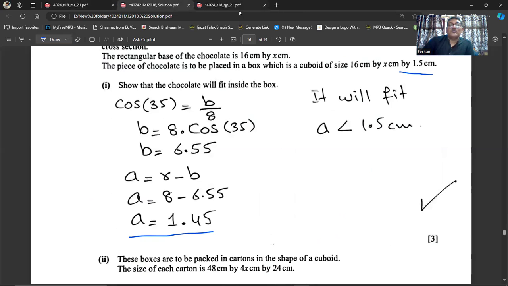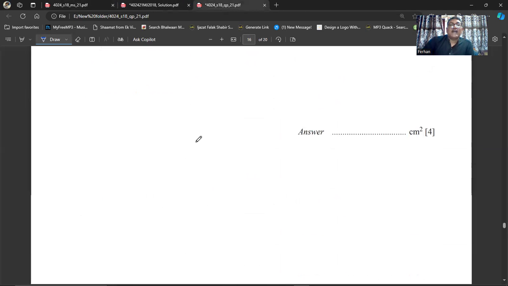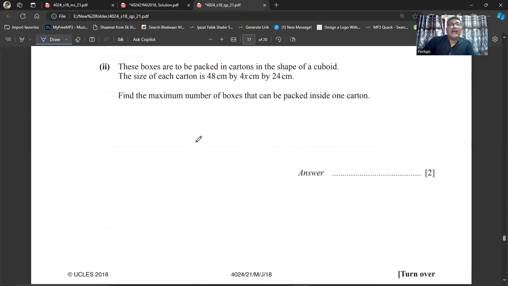This is my solution. Okay, so question number 9, and then we have the second portion. These boxes are to be packed in a carton in the shape of a cuboid. The size of each carton is 48 centimeter by 4x centimeter by 24 centimeter. Find the maximum number of the boxes that can be packed inside one carton. So you see, this is a tricky question because this is about packing.